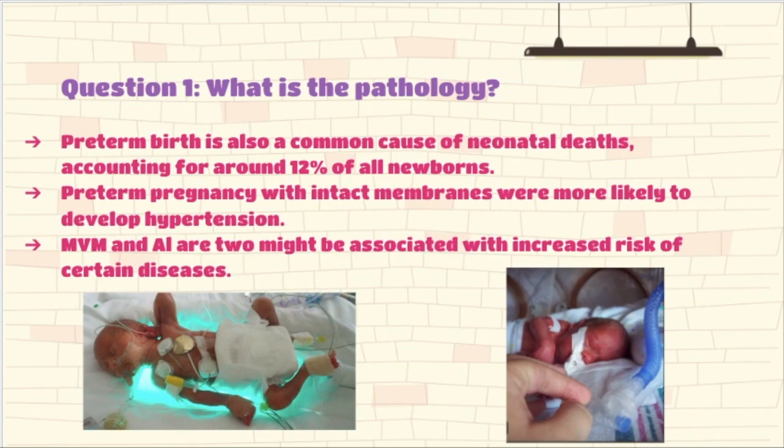Then in my last slide, I focused more on preterm birth, and I found that preterm birth is also a common cause for neonatal deaths, accounting for around 12% of all newborns. And in preterm pregnancies with intact membranes, women were more likely to develop hypertension. And also MVM and AI are 2 that might be associated with increased risk of certain diseases.